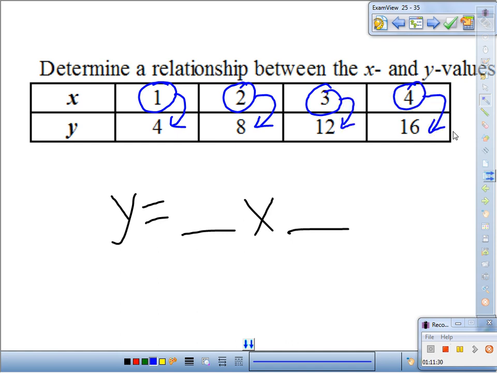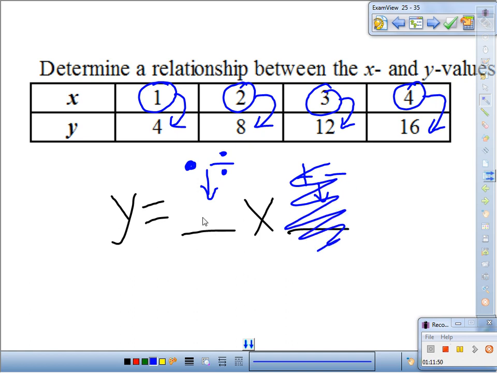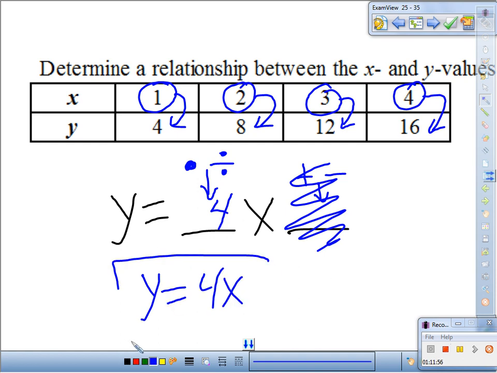So I remember what's happening to x. Multiply by 4. Where did I say multiplication division went? Multiplication and division goes right here. Addition and subtraction goes right here. Since it's not adding or subtracting, we don't do anything at the end. So what number goes here? It's multiplying by 4. So my equation is y equals 4x. Hands if you got that. Okay, good.